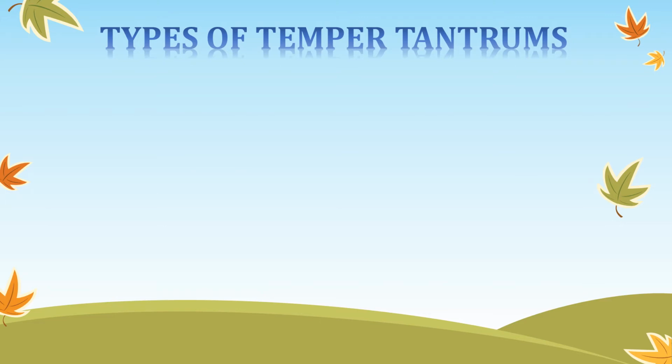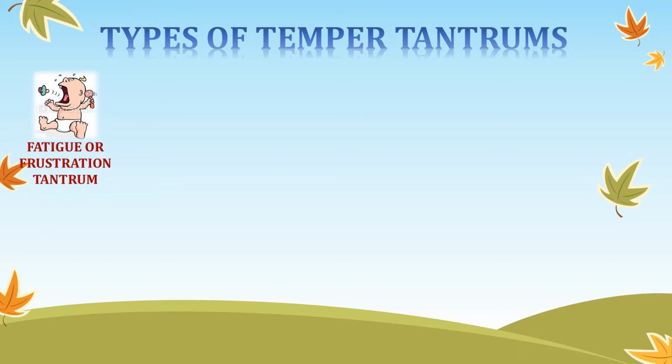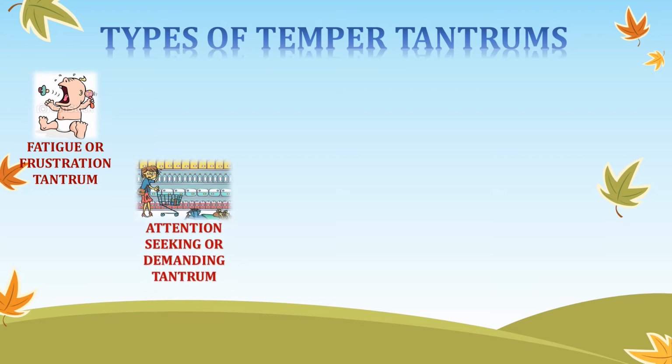Some different types of tantrums seen in children are: Number 1. Fatigue or frustration tantrums. This kind of tantrum occurs when the child is hungry, tired, or confounded by something he or she is doing. The anger builds and eventually spills out in crying and kicking. Number 2. Attention seeking or demanding tantrums. It occurs when the child wants you to play with him or her even though you are busy, or when he or she wants you to buy a toy.